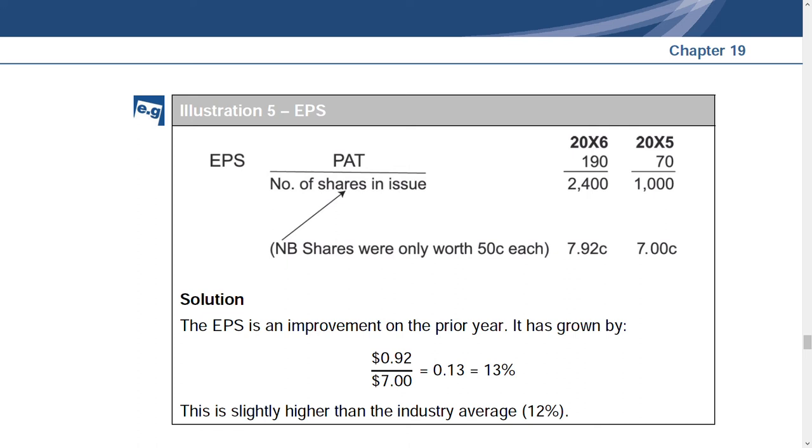So if you see, it is in cents they have told you. So that's why it is 7.92 and 7. It has increased. That means it's good. So the EPS is an improvement on the prior year. How much was that growth? If you can see 7 and 7.92, how do we calculate the growth? The formula is to find the difference between the two, 7 and 7.92, which is 0.92, divided by the previous year, which is 7. So 13%, it has improved by 13%.